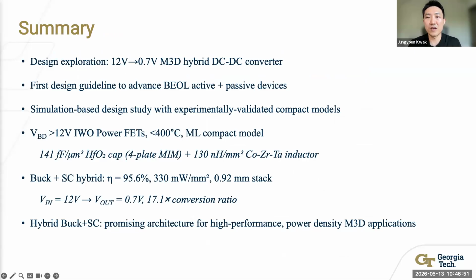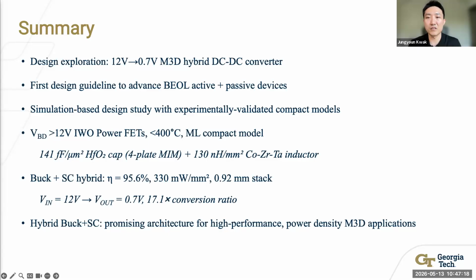Okay, let me now go through the four main contributions of this paper. First, we propose the first design study of a multi-stage hybrid DC-DC converter for backside active power delivery. The hybrid uses a buck stage and a switched capacitor stage to achieve 12 to 0.7 volt conversion in a single chip stack, going beyond the passive backside rails that Intel and TSMC have announced.